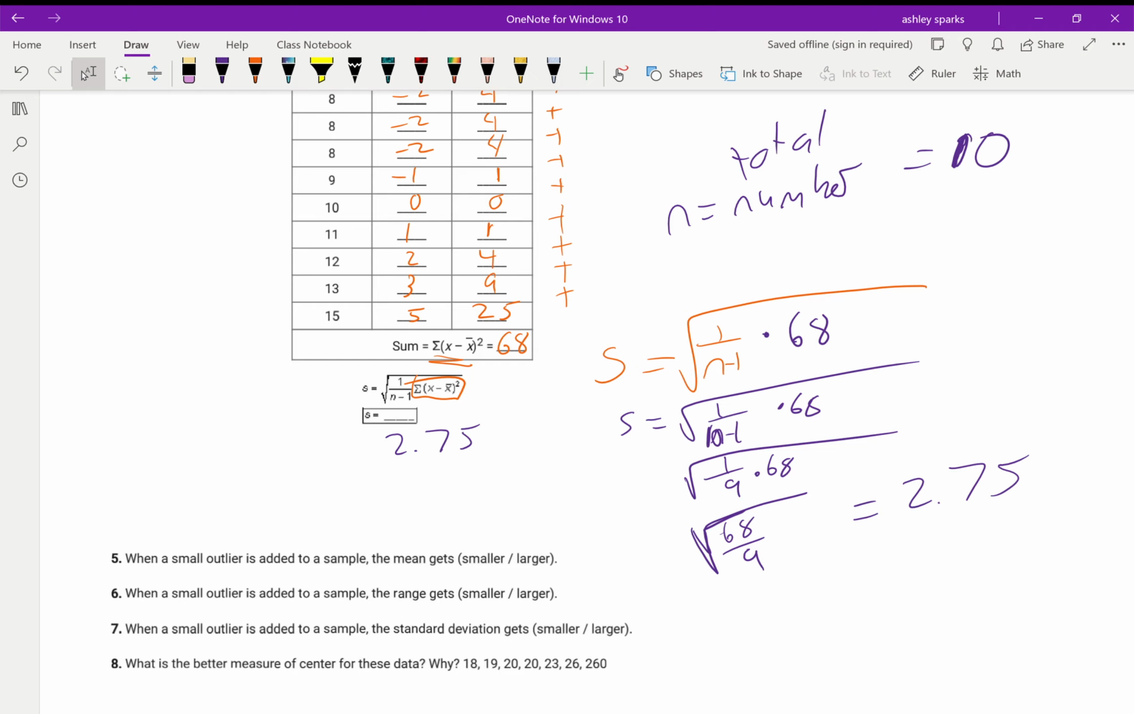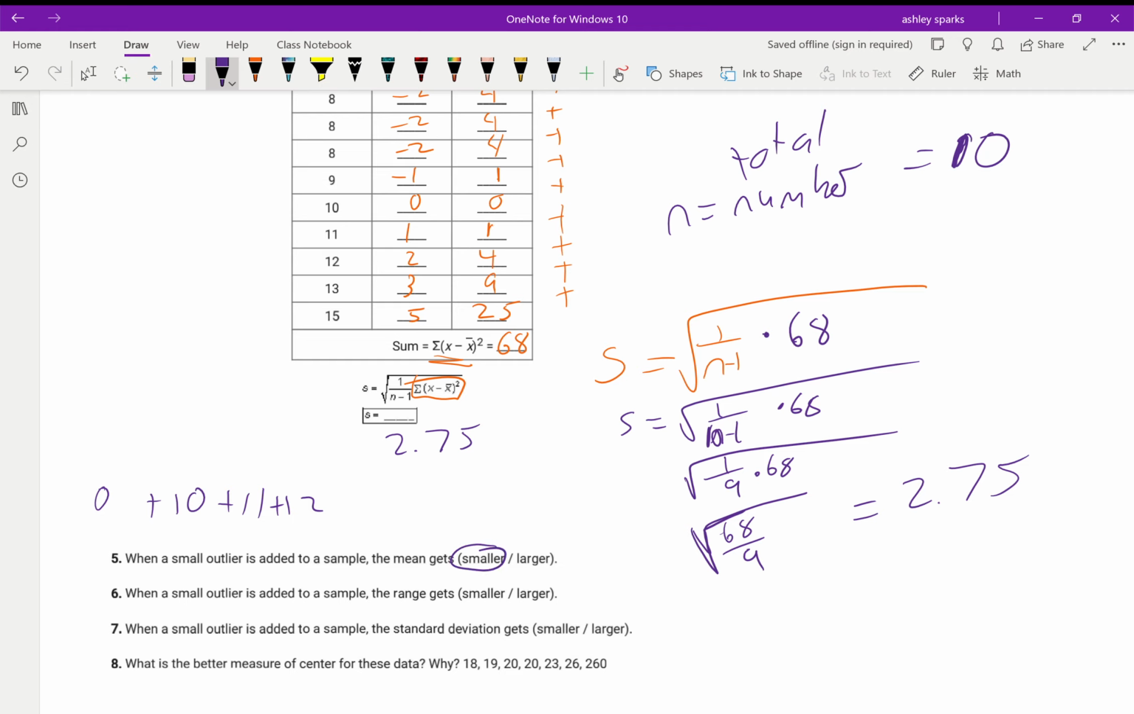So when a small outlier is added to a sample, the mean gets smaller. The mean's that average. It's adding all your numbers together. You can imagine if I had 10 plus 11 plus 12, and I added in a 0, it's going to really skew my data and make it a much lower mean, so this would make it smaller.